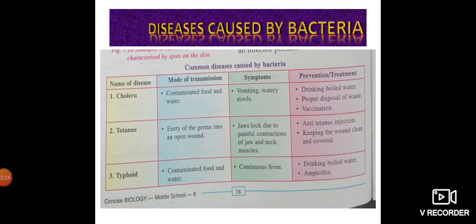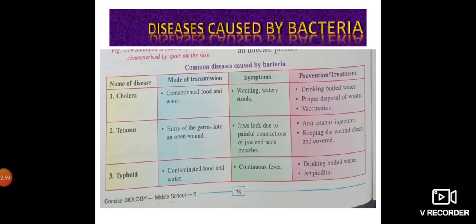The symptom of this disease is locked jaws due to painful contractions of the jaw and neck muscles. We can prevent it by giving the anti-tetanus injection. You may have heard about TT, isn't it? Through this injection we can prevent the disease. Also keep the wound clean and covered. That's about tetanus.